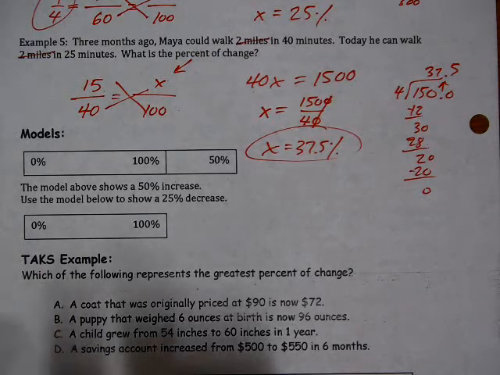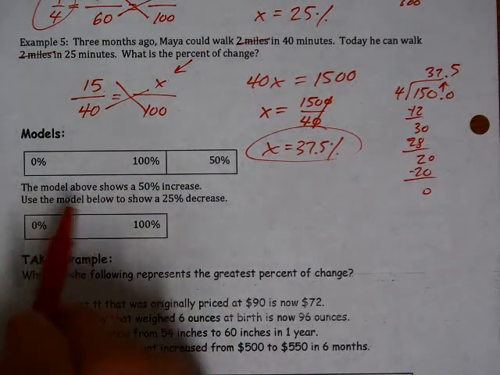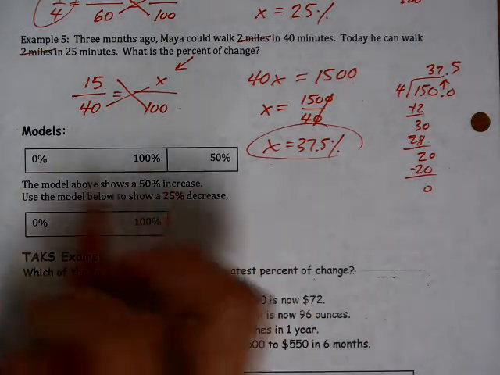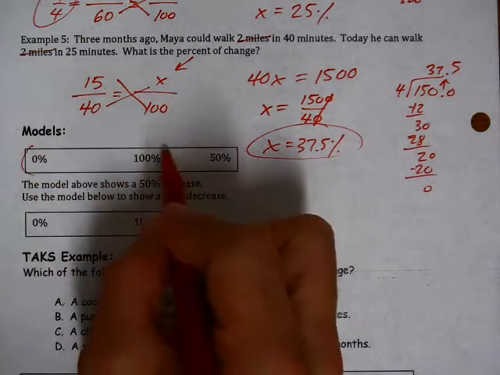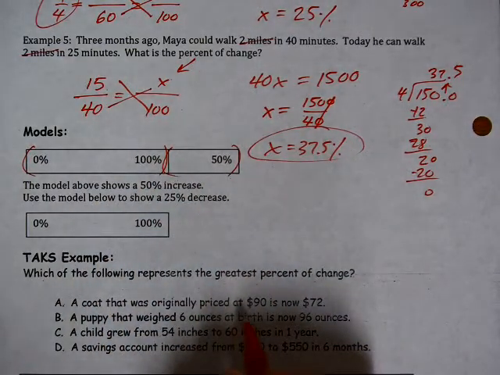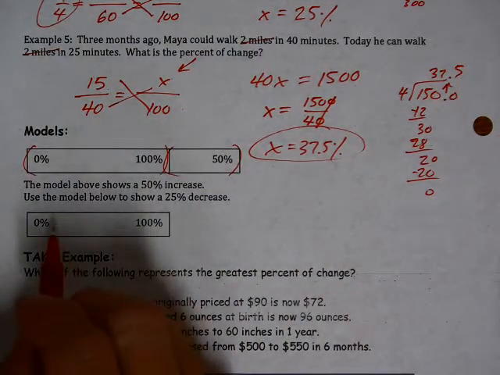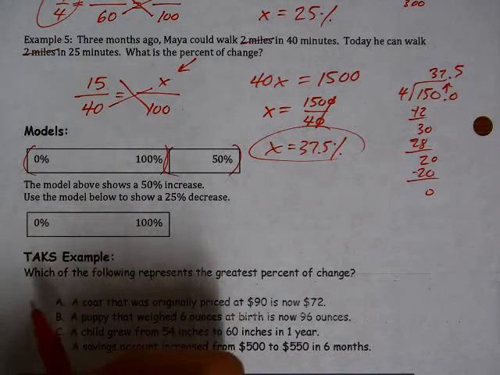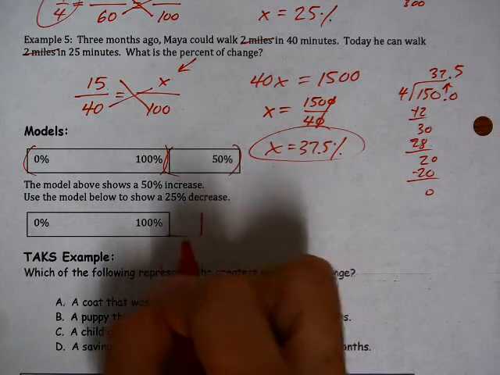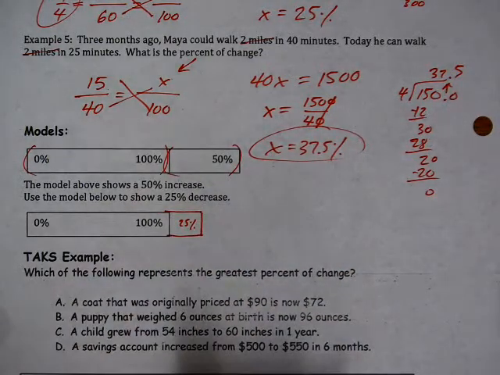Okay. All right, let's look at just a couple quick models. It says use the model above. The model above shows a 50% increase. So whatever they're talking about, this is 100% of it, and then it got 50% bigger, whether that was something about money or some kind of food amount or weight or something like that. So it says use the model below to show a 25% increase. So we want to go about halfway between this, and that's 25% extra, and that's what that would look like.